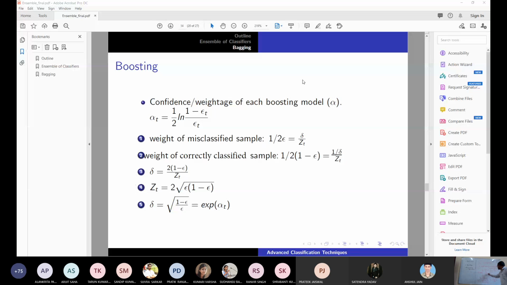Okay, so now what you do: this delta t value is now 2 into 1 minus epsilon by zt. This entire value you put here. So therefore it will be 1 by 2 epsilon t, and the delta t value you have taken, 2 into 1 minus epsilon by zt. So you write 2 into 1 minus epsilon t, and earlier it was zt, and now it will be zt square. Hopefully it is okay.